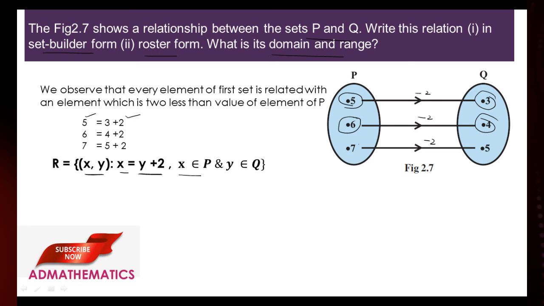X we have to select from the set P and Y we have to select from the set Q. So if I write in the roster form 5 with 3, 6 with 4 and 7 with 5. And what is the domain now? Domain will become 5, 6 and 7, the first elements of these ordered pairs. Range will be 3, 4 and 5.